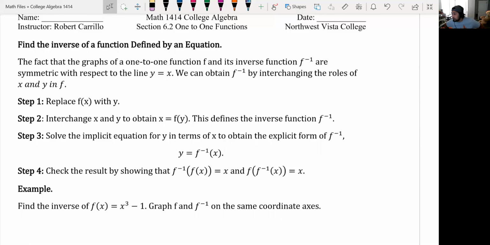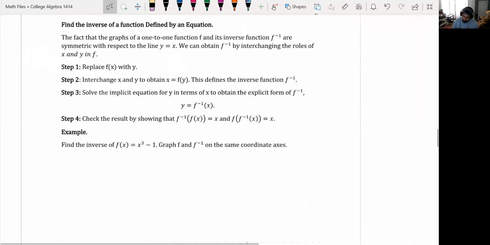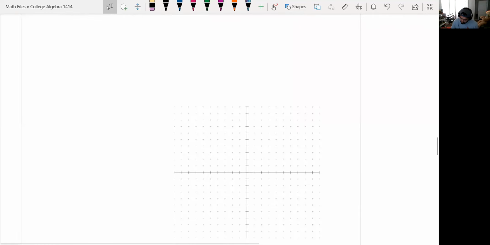And there's a couple steps to do this. Step 1, replace f of x with y. Step 2, interchange the roles of x and y. Step 3, solve for y. And step 4, check your work. Okay, so of course, I'll walk you through all these steps and how we find the inverse. Okay. So first thing to do.